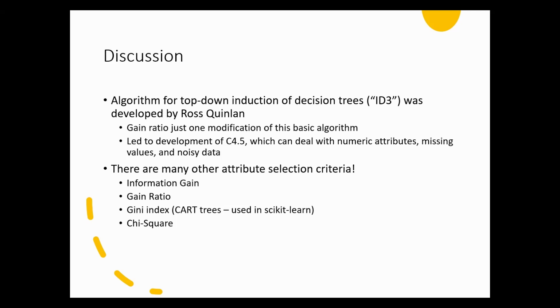That covers the theory. Let me talk about the practicals. What we have discussed is called the ID3 algorithm, mainly focusing, in our case, on categorical values. There are many other attribute selection criteria: information gain, gain ratio, Gini index, chi-square, and so on. With that, we'll start the lab session, but let's take a small break.